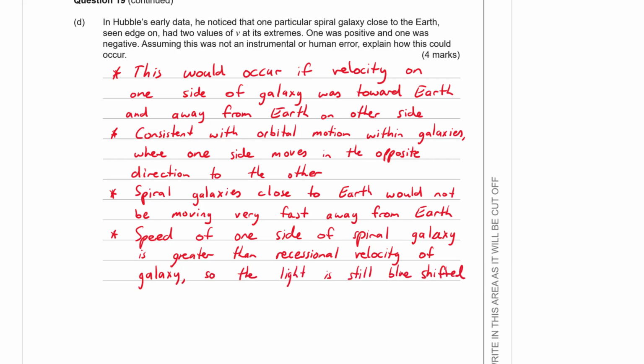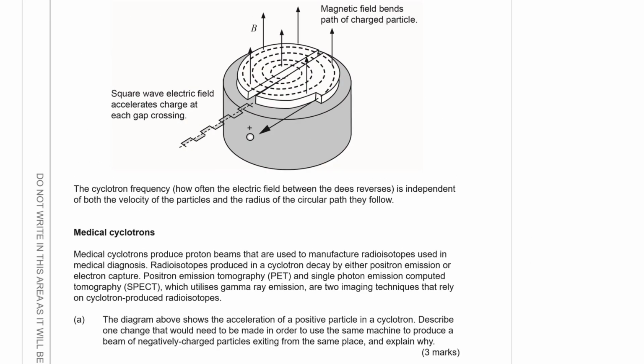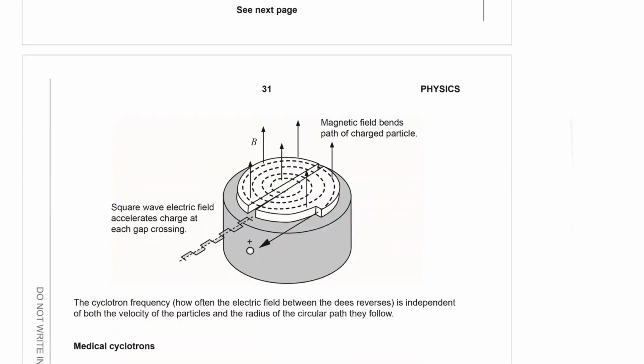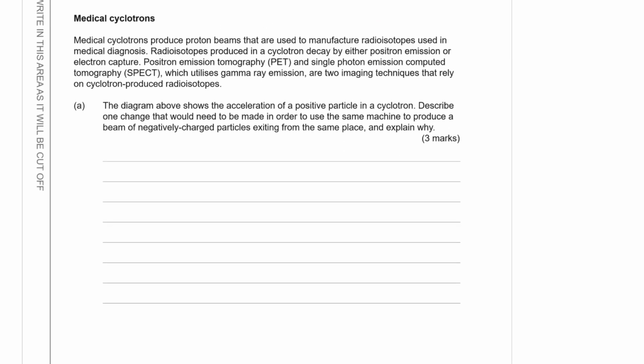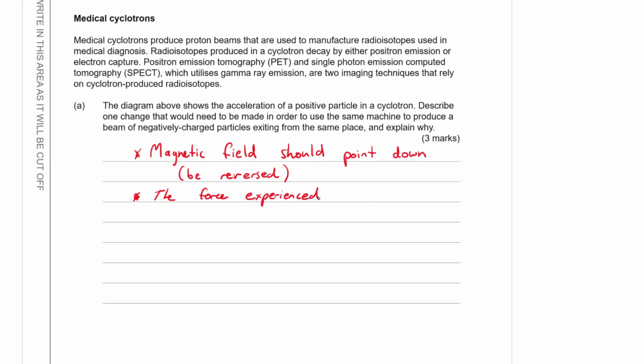Okay, so question 20 is on cyclotrons, where you have particles that are accelerated across a gap and then they turn around in this sort of D-shaped pattern, like little semicircles, due to strong magnetic fields. And the first question asks about what would you need to do to the cyclotron if you were going to be using negatively charged particles rather than positively charged particles. And they've said they need the particles to come out from the same location. So in order to do that, what you should essentially do is just change the direction of the magnetic field.